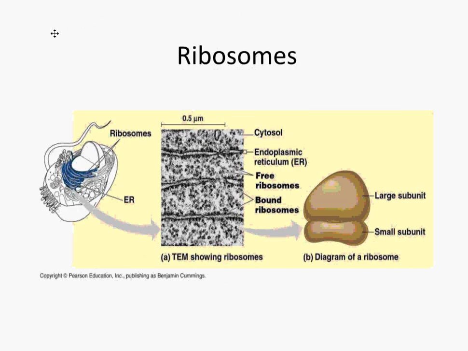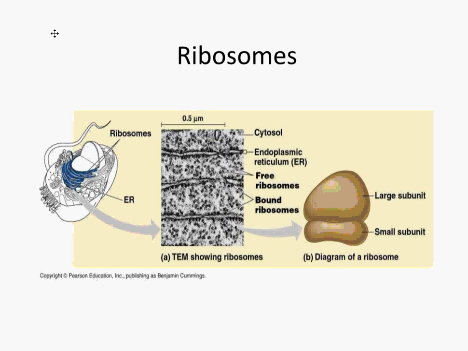Another structure is the ribosome. These are cell particles that are made out of RNA and proteins. We won't go so far as to call them organelles, but they are found in all types of cells, prokaryotic and eukaryotic cells, and their function is to make proteins. They are the site of protein synthesis. All proteins are made on ribosomes.